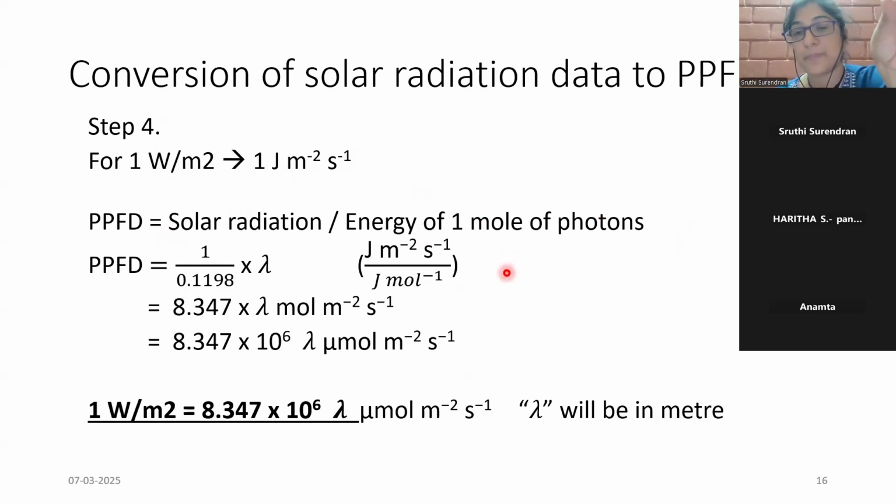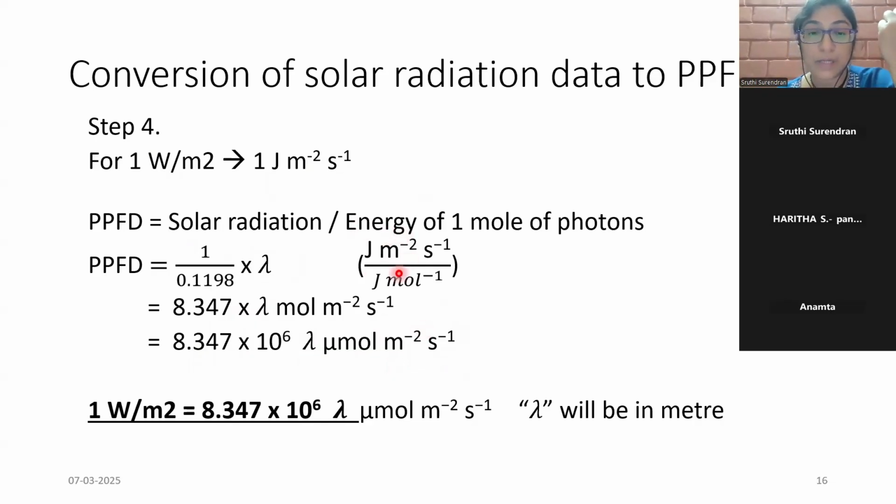So if 1 mole of photons possess 0.1198 by lambda joules per mole, then 1 watt per meter square or 1 joule per meter square per second is going to have the same amount of energy divided by the energy of 1 mole of photons. And then we will get this value when 1 divided by 0.1198 is 8.347 lambda moles per meter square per second. Since we need it in micromoles per meter square per second, we get 8.347 into 10 to the power 6 micromoles per meter square per second.